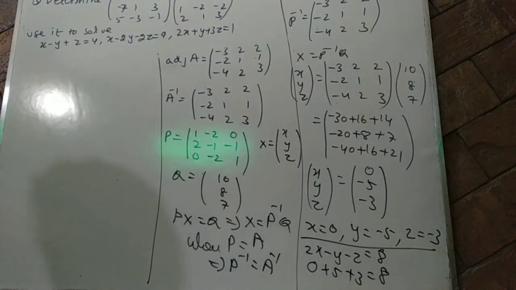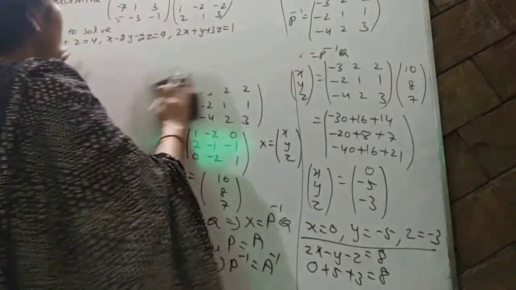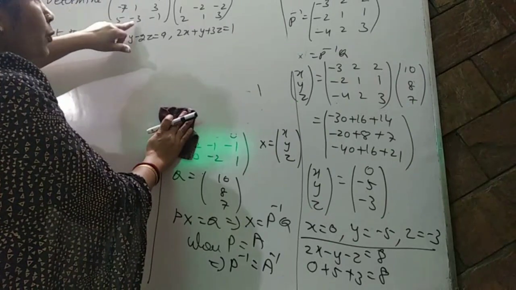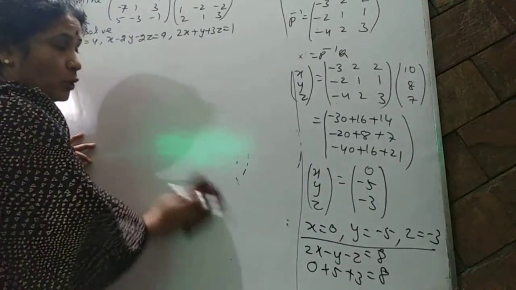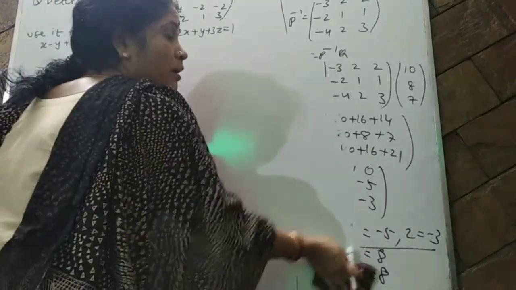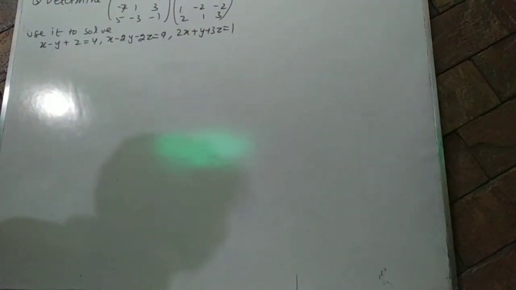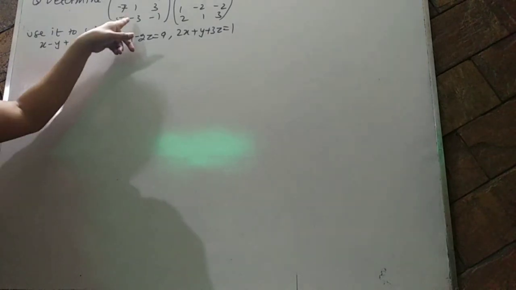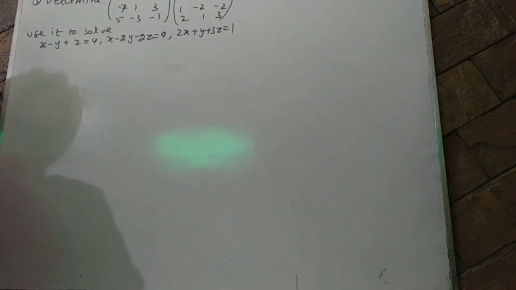Shall I erase, beta? Say yes or no. Yes. Now another question here. You determine the product and hence solve. I told you, hence means you have to use the previous one. You cannot use minor cofactor once again. Are you clear what I'm saying? You cannot use minor cofactor for solving this equation. Using the previous one, we have to find the inverse. That is the beauty of this type of questions.